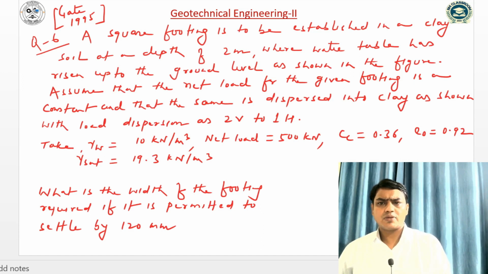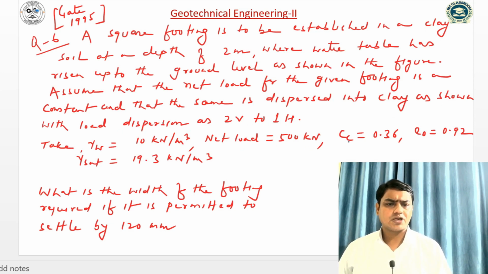Let us take another problem. This question was asked in the GATE exam. A square footing is to be established in a clay soil at a depth of 2 meter where the water table has risen up to ground level as shown in the figure. Assume that the net load for the given footing is constant and that the same is dispersed into clay as shown with load dispersion as 2 vertical to 1 horizontal. We have to take the unit weight of water as 10 kilonewton per meter cube.